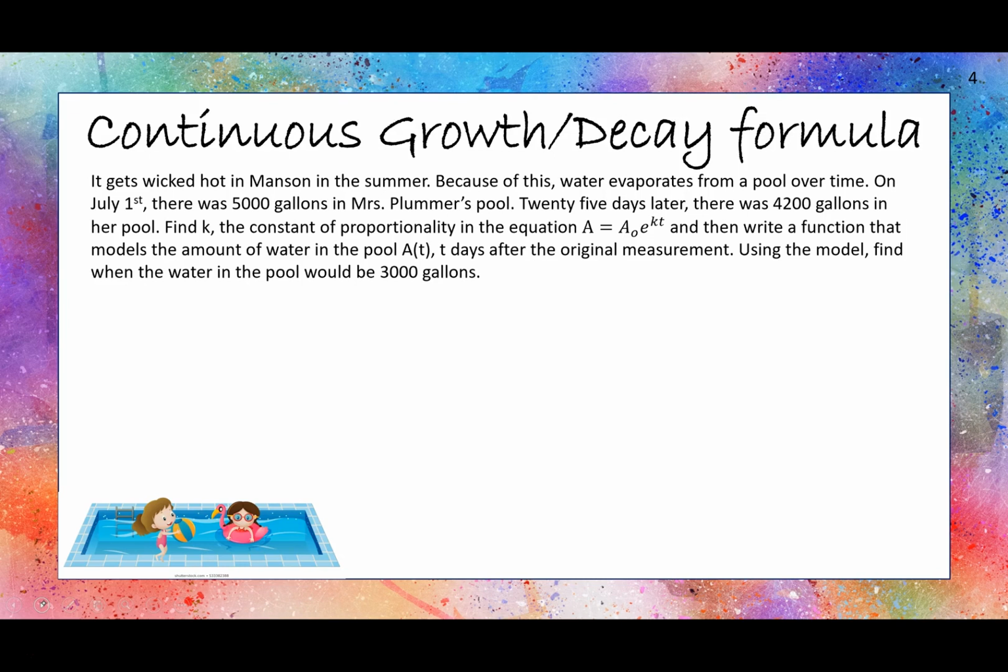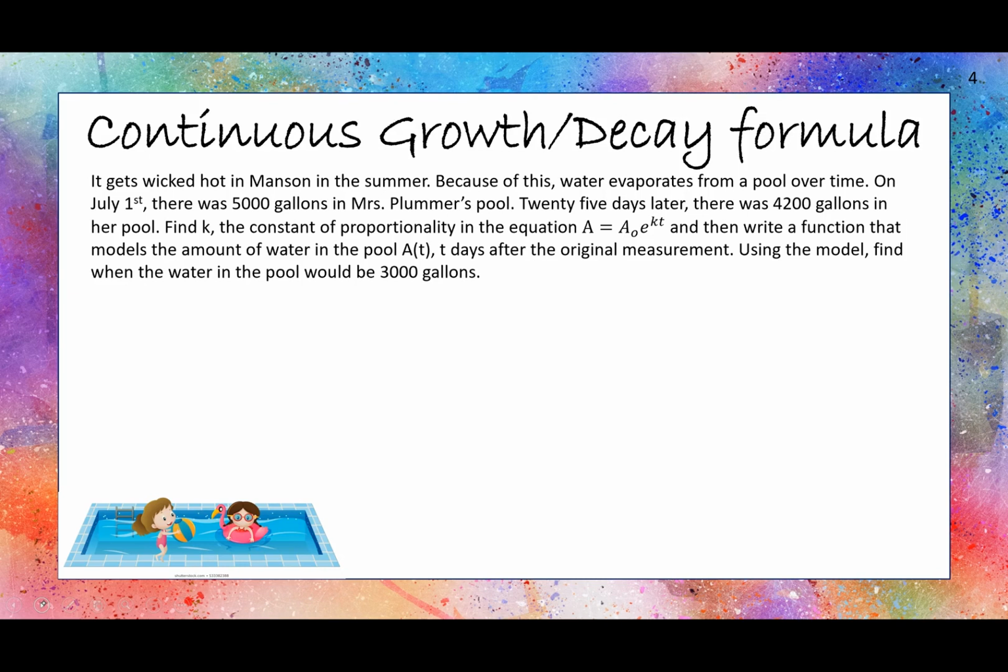So I want you first to find the k value, that constant of proportionality, in the following equation. And then I want you to write a function that models the amount of water in that pool, where t will represent the number of days after the original measurement. And then we'll deal with that last question, but it says, using the model, find when the water in the pool would be at 3,000 gallons.